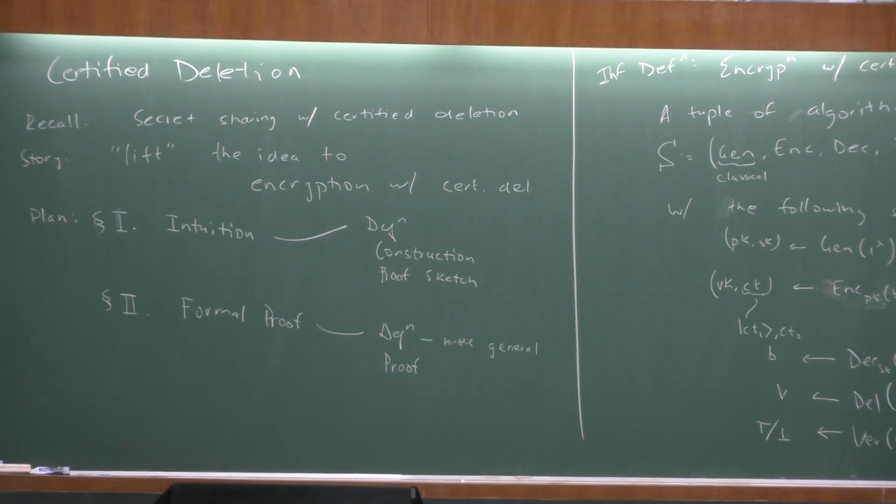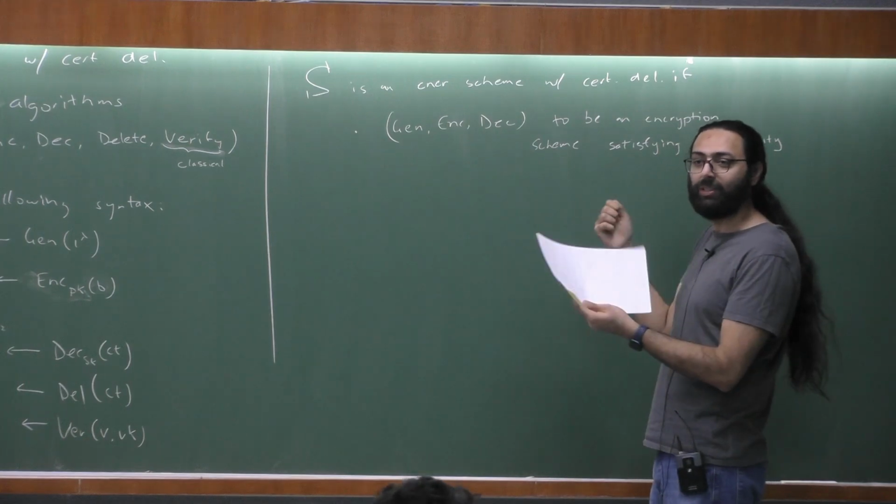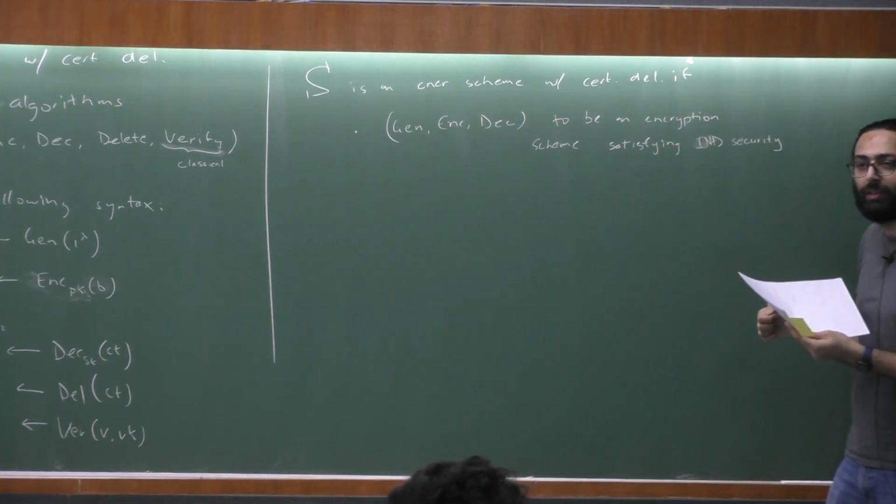Indistinguishability. So indistinguishable security is what we discussed last time, right? You have two ciphertexts, you make it into a game, and then you check which one.